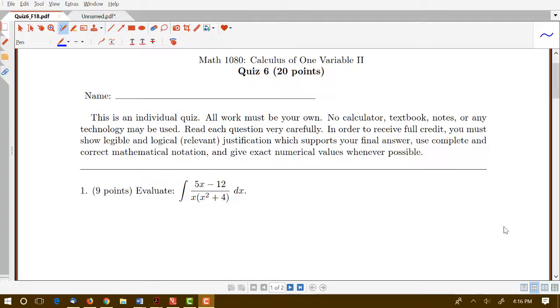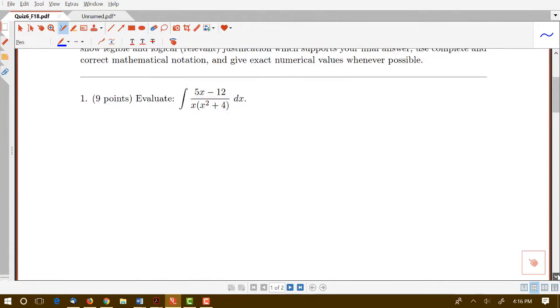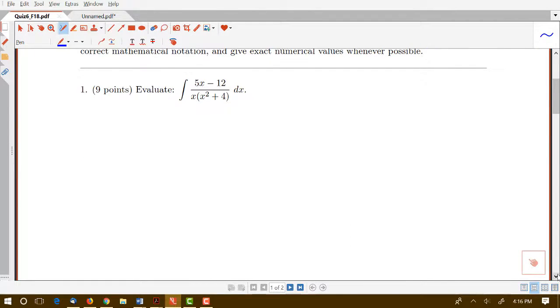In this video, I'm going to be going over the solution to question 1 on quiz 6. Notice that question 1 here was asking you to evaluate the integral of (5x - 12) over x times (x squared + 4). This is a rational function.